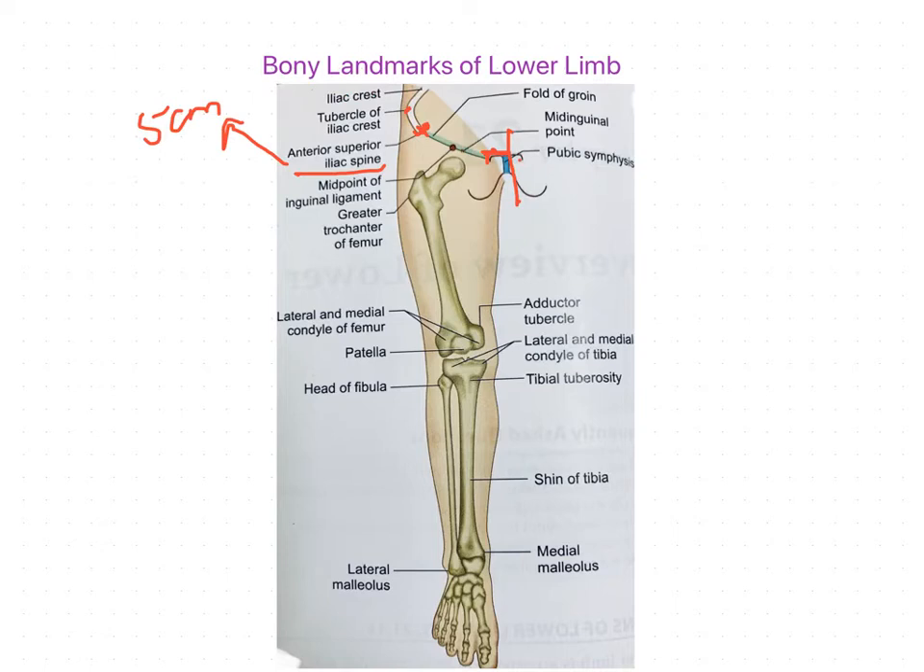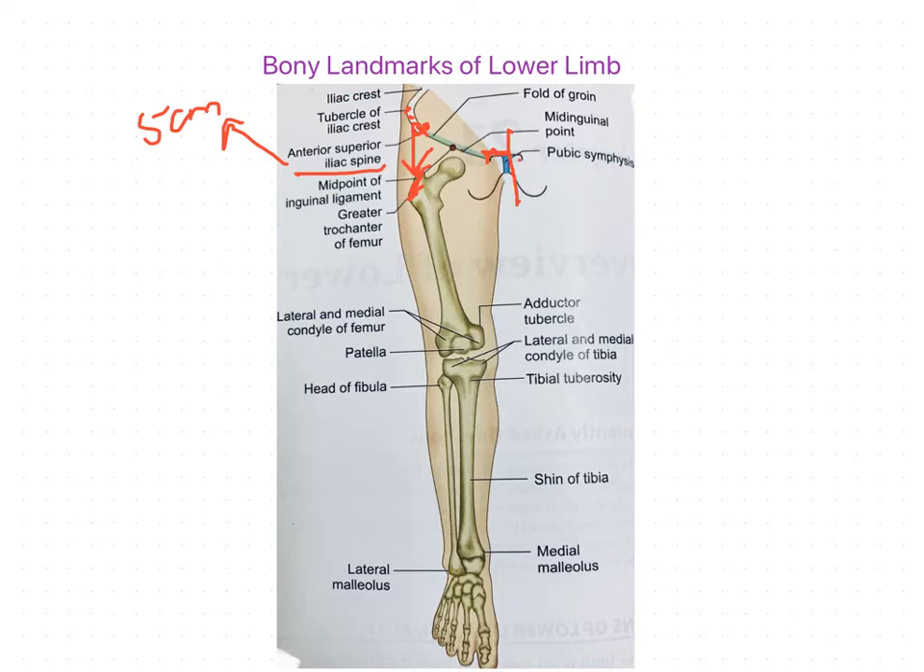Next one is the greater trochanter of the femur. So this part is the greater trochanter of the femur. It can be felt about a hand's breadth below the iliac crest. So below this iliac crest, how much? A hand's breadth. Below the iliac crest on the lateral aspect, we can palpate the greater trochanter of the femur.